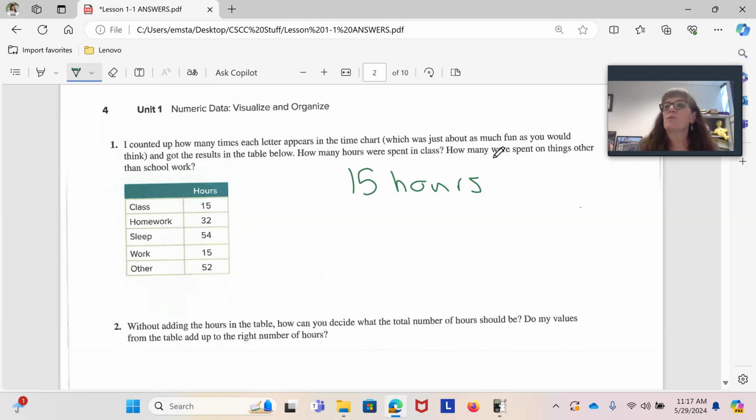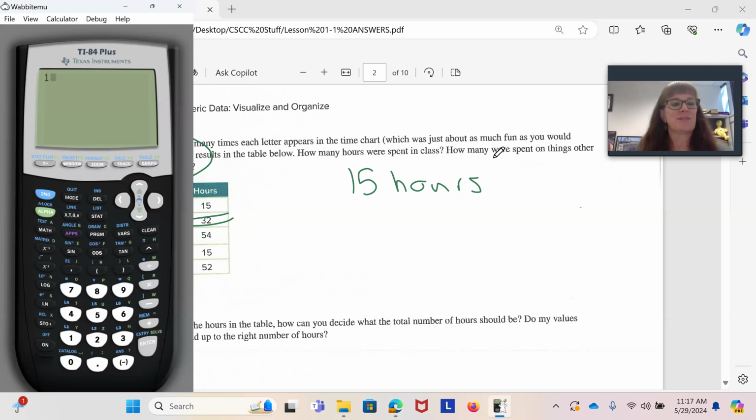And then they ask how many hours were spent on doing things other than schoolwork. Sorry, I read that wrong. So other than schoolwork. So we want to add all these up and then subtract out the homework. Or we can just add the other ones and not add the homework at all. So we have 15 plus 54 plus 15 plus 52 gives us 136.